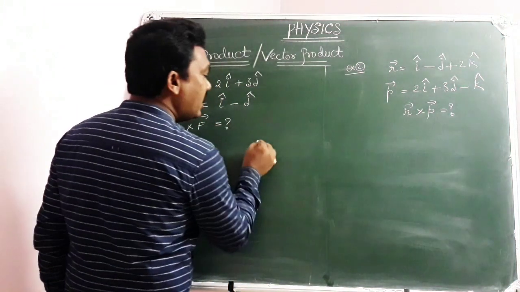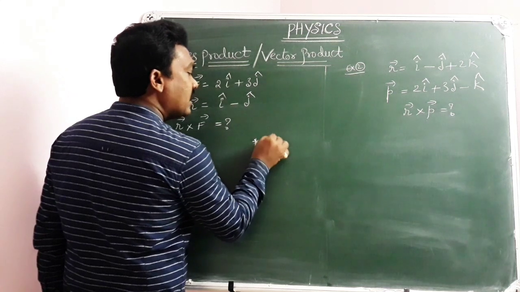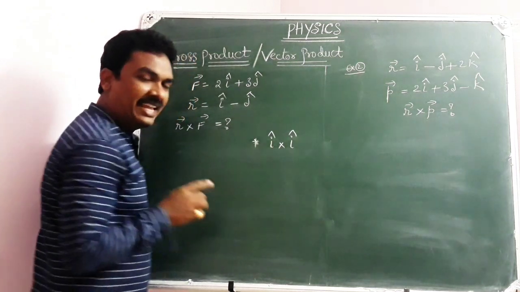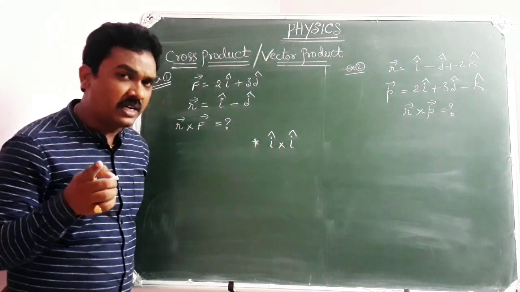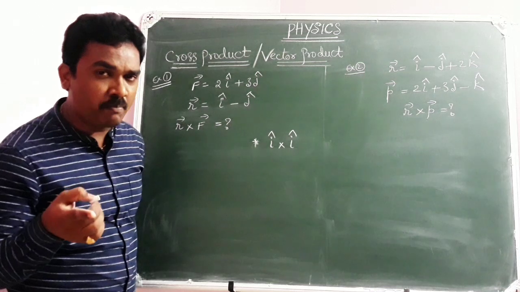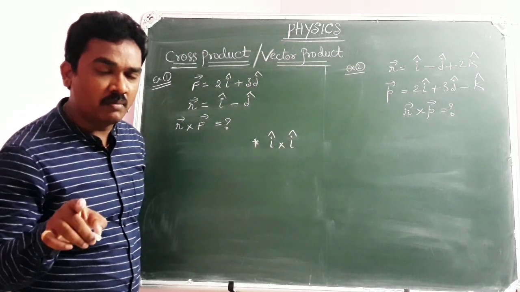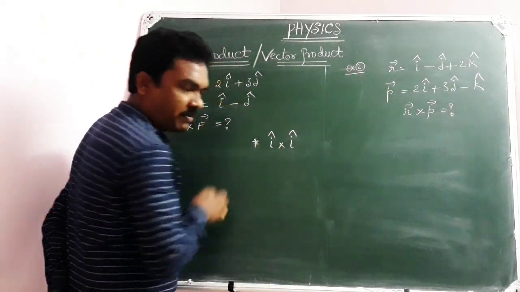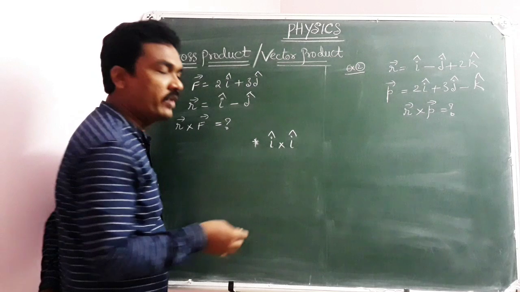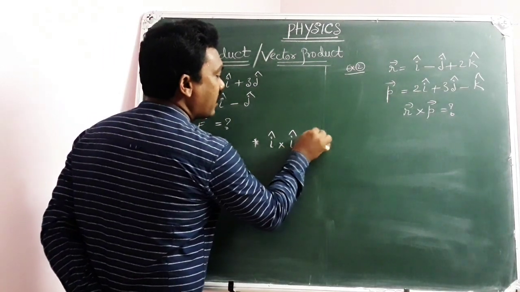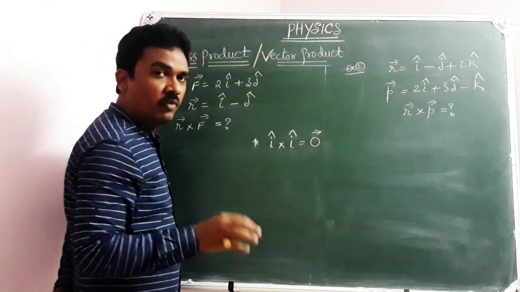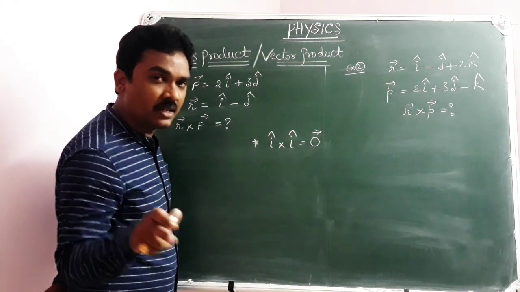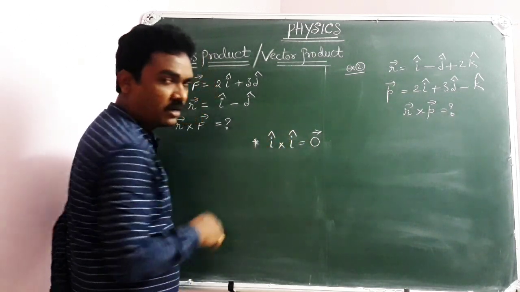Fine? So the first point here is I cap cross I cap. Yes, in dot product we dealt with this, do you remember? I cap dot I cap is I square, which is equal to 1, because I cap is a unit vector. Similarly, I cap cross I cap will be a zero vector, O bar. This is O bar, this is not a zero bar. We don't write a bar over the digit. We write the bar over the letter. So this is O bar, the zero vector.